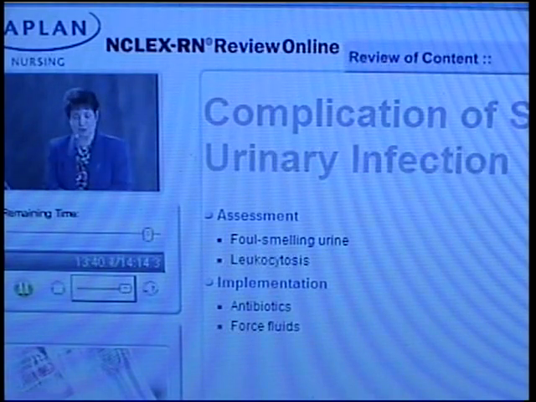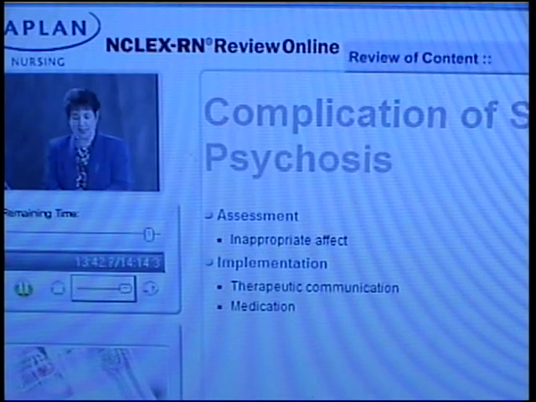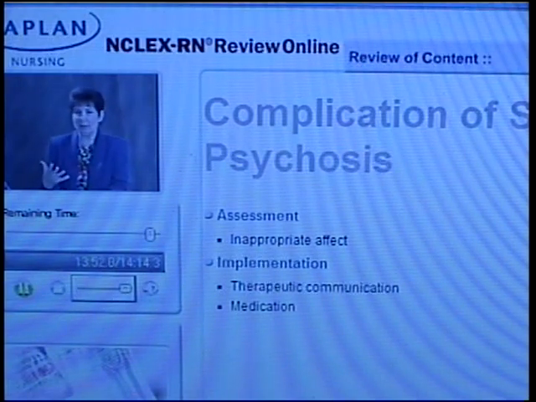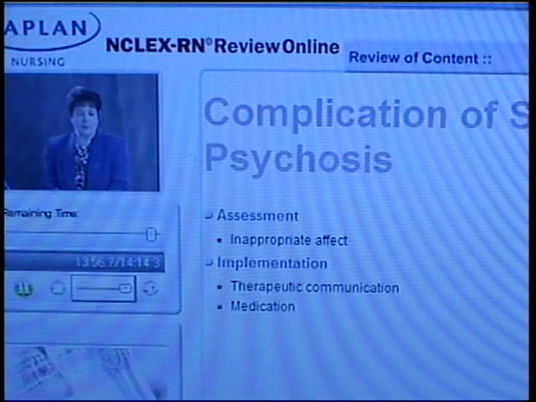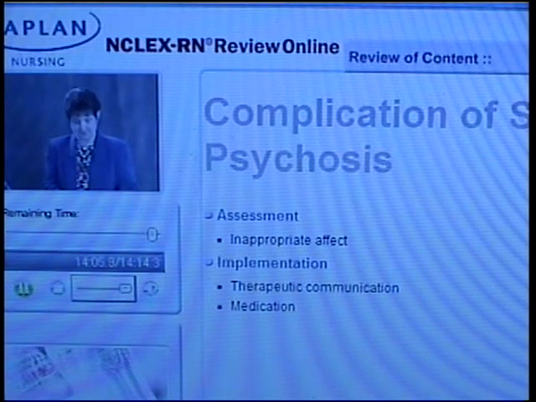Another complication of surgery, you don't see it often, but it can happen, and that is psychosis. What you will see if the patient has this complication is they will have an inappropriate affect, meaning the way that they behave or the way that they respond to things is inappropriate given the situation. The treatment for psychosis following surgery is you will use therapeutic communication, and sometimes medications are used. Okay, that concludes our discussion of perioperative care. We're going to now talk about diagnostic tests.